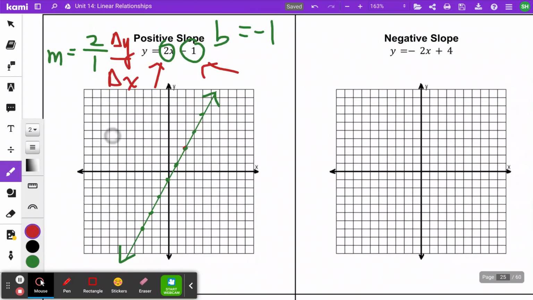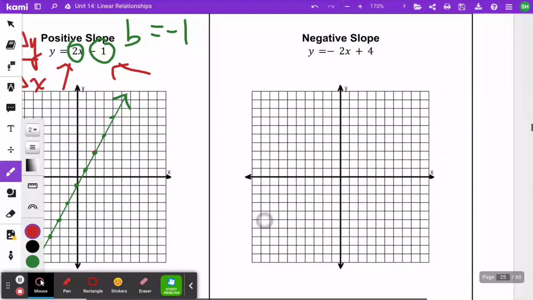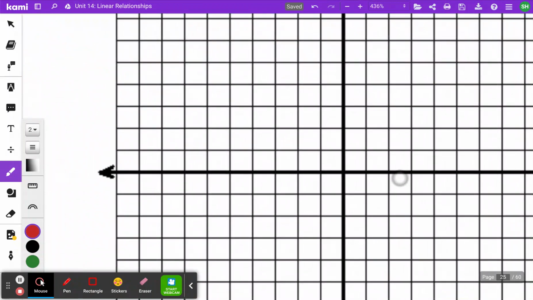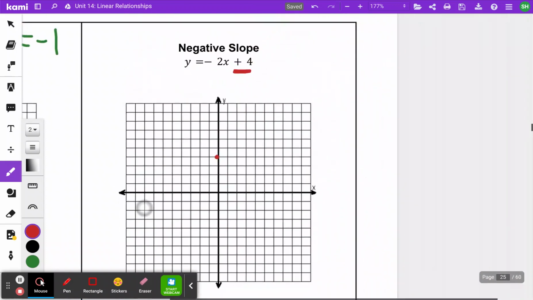This also works with ones that are negative slopes. So this one over here still has a y-intercept. It has a y-intercept of 4. So that tells me I can go in on my graph, go to the y-axis at +4. Then I notice the number in front of x is -2. That tells me that my slope is -2. And when you write that as a fraction, it's the number -2/1.